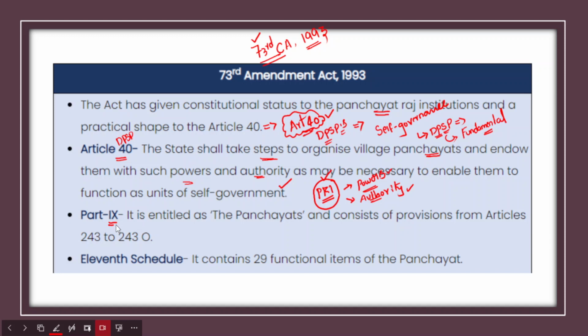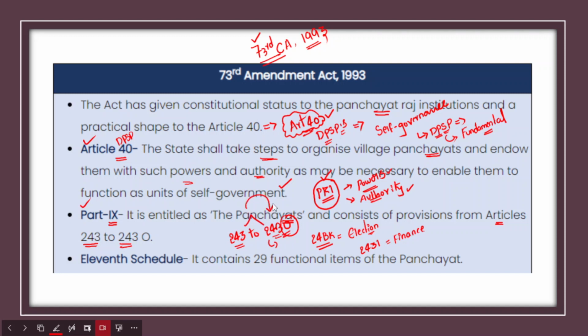After that, we need to talk about the Panchayati Raj institutions which are also mentioned in Part 9 of the Indian Constitution, apart from Article 40. Part 9 of the Indian Constitution, entitled The Panchayats, consists of the provisions from Article 243 to 243O. So whenever we talk about the Panchayati Raj institutions, as per the Indian Constitution, Article 243 to Article 243O talk about them. For example, Article 243K talks about the election commission, and Article 243I talks about the finance commission. In a similar fashion, all the articles from 243 to 243O talk about the Panchayati Raj institutions.